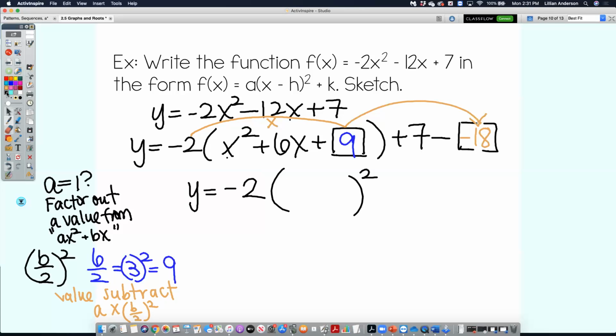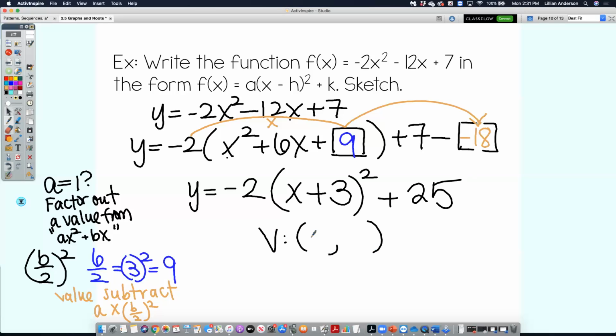Now I can actually write it in vertex form. So it's going to be -2 times x plus 3, again the value you get when you take half of b. And then what is 7 minus a -18? 25. And there it is in vertex form. What is my vertex? Maybe 3.5.